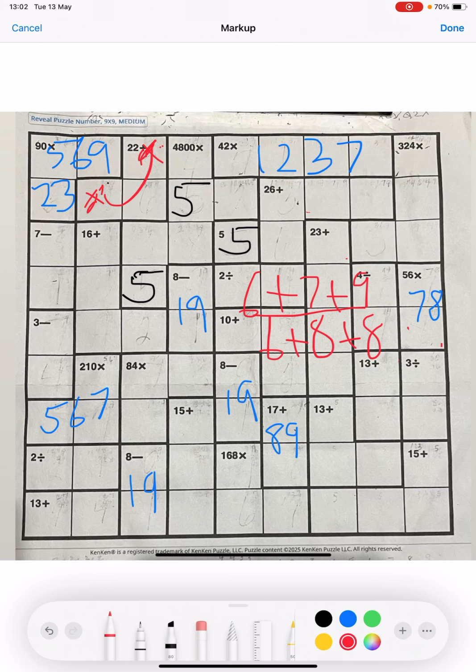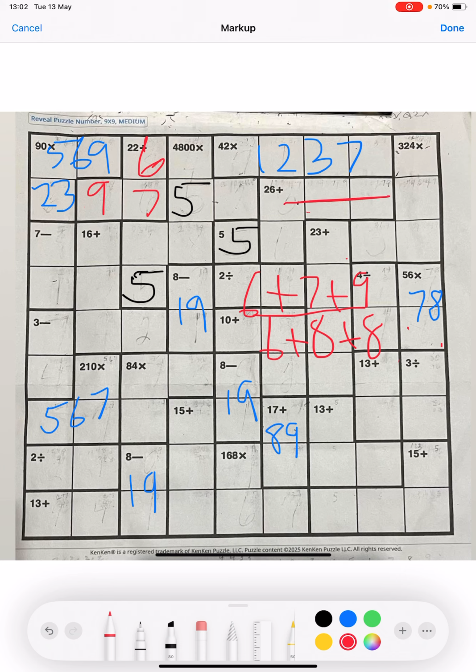Okay, so that would mean a 7 in the bottom row. In fact, it would mean a 9 in this one, because I've already got a 9 in this column. It would mean a 7 here and a 6 there.